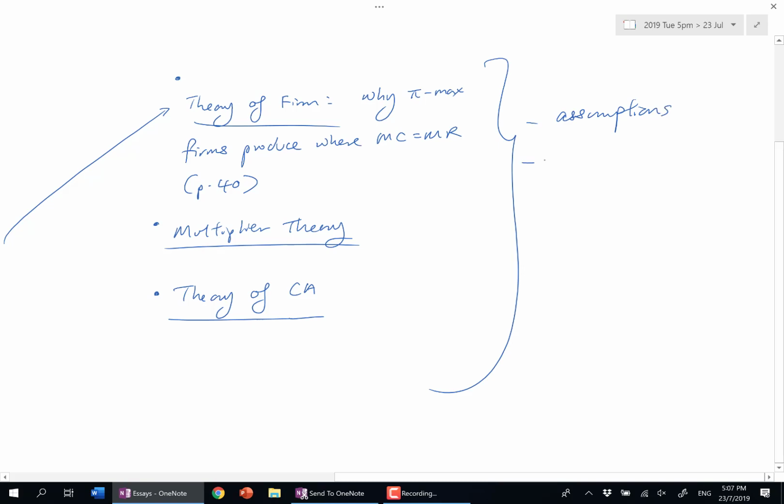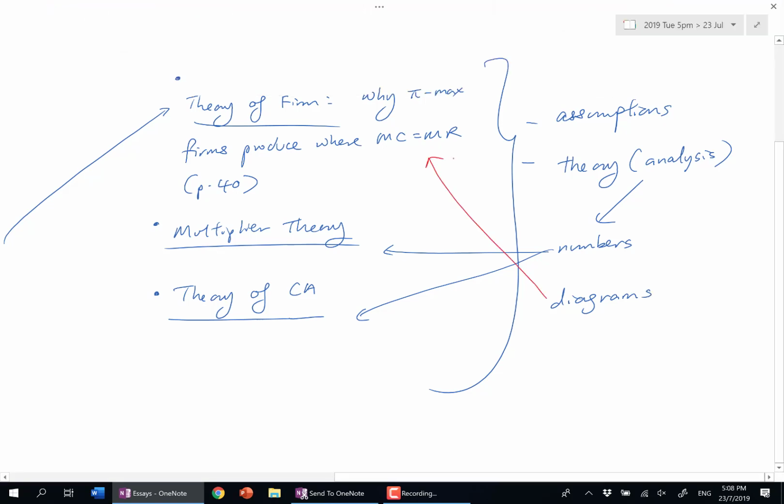You need assumptions and you need your theory, or I shall call it analysis. Analysis means numbers, like for this one and this one. It could mean diagrams as well. So theory of the firm, you have to use the downward sloping revenue curves to explain. Let's not forget multiplier theory, you can use AD and AS to explain. So AD rises this much, and then by a smaller amount, by an even smaller amount, and so on. Theory of CA, I showed you a PPC approach. Some schools use it, some schools don't. But I exposed you to this before.